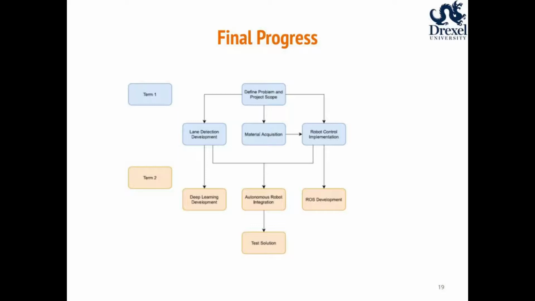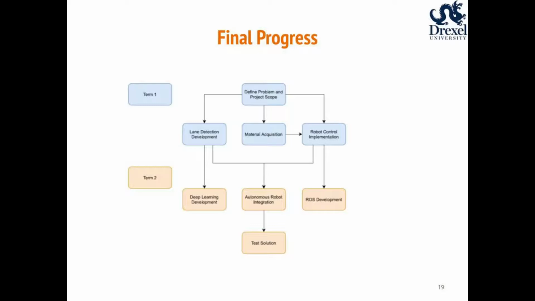In Term 1, we were able to define the problem and project scope and begin splitting into 2 teams to work on lane detection development and robot control implementation. Fortunately, we were able to finish this by the end of Term 1 and therefore able to move up autonomous robot integration into Term 2.